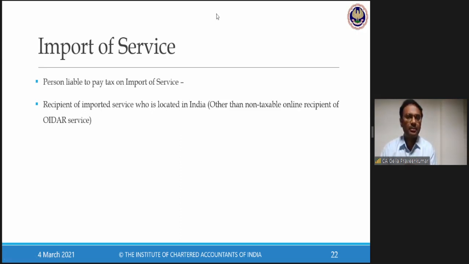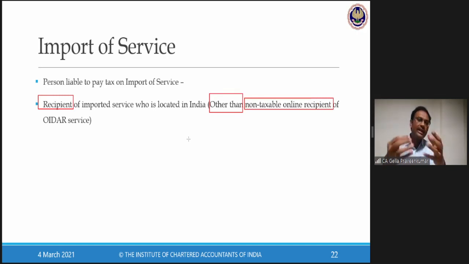Let me put my annotation here. Recipient other than non-taxable online recipient. What they say is, in relation to import, the person who has imported, I shall hold that person as the person liable to pay tax on reverse charge. I'll hold that person as the person liable to pay tax on reverse charge.